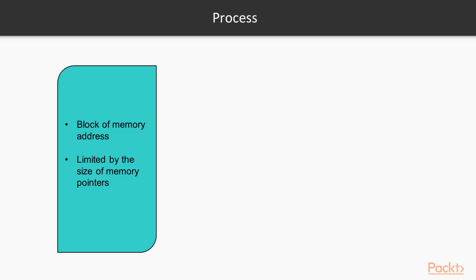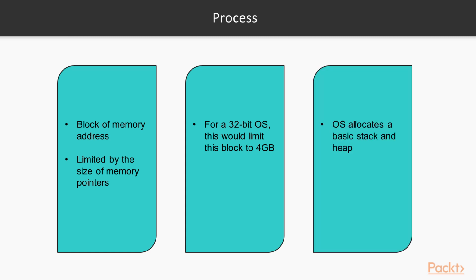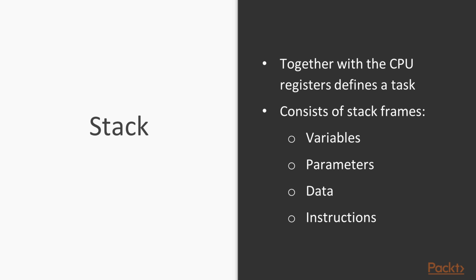In an operating system, a process consists of a block of memory addresses, the size of which is constant and limited by the size of its memory pointers. For a 32-bit OS, this would limit this block to 4 gigabytes. Within this virtual memory space, the OS allocates a basic stack and heap, both of which can grow until all memory addresses have been exhausted, and further attempts by the process to allocate more memory will be denied. The stack, together with the CPU registers, defines a task.